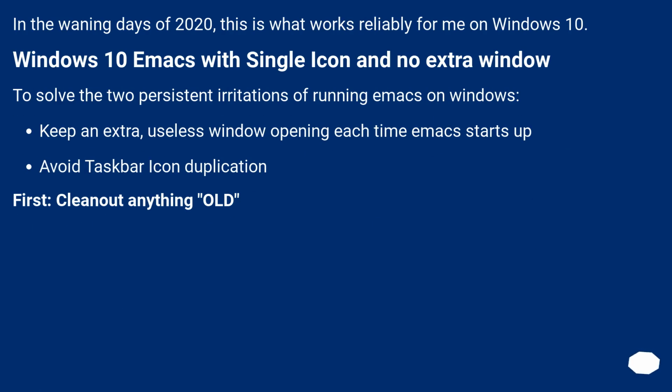In the waning days of 2020, this is what works reliably for me on Windows 10: Emacs with a single icon and no extra window. It solves the two persistent irritations of running Emacs on Windows: an extra, useless window opening each time Emacs starts up, and taskbar icon duplication.